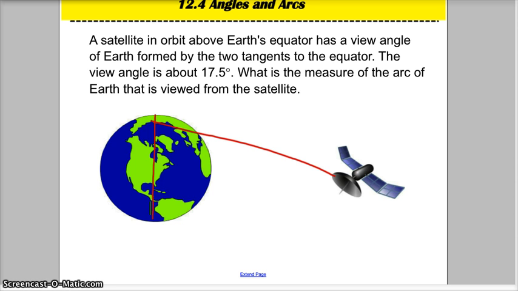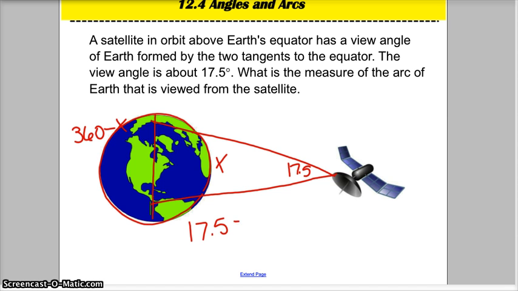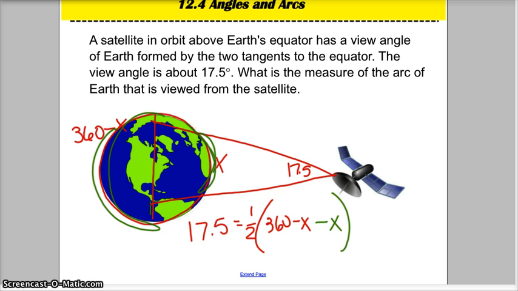So let's say I draw it into the diameter. This is 17.5. I don't know how big this is, but I know because it's 360, that other measurement must be 360 minus X. So 17.5 equals half of 360 minus X, this whole outer piece subtracted from the inner piece. I'm going to multiply both sides by 2. So that gives me 35 equals 360 minus X, combined like terms, 2X.